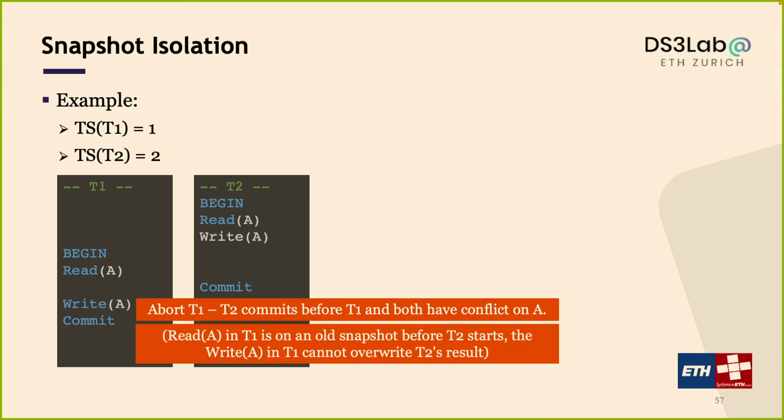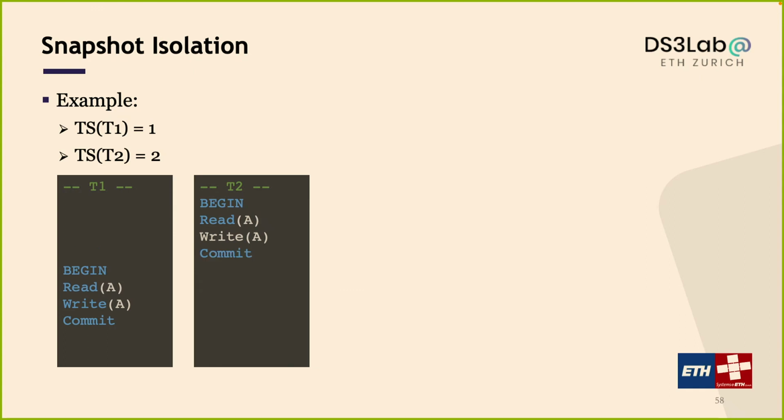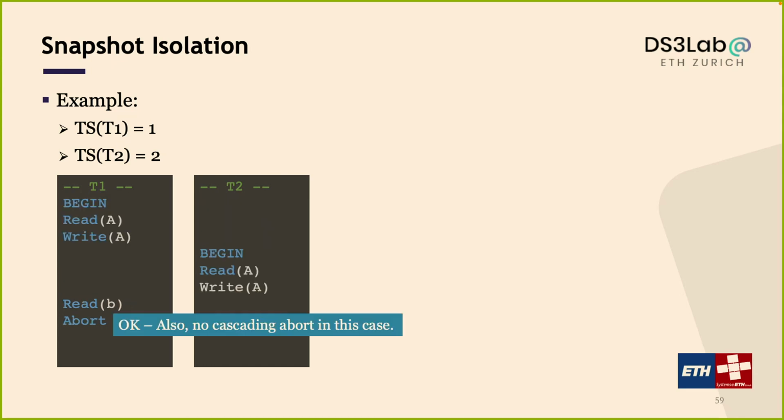Okay? So this case is fine. If T2 commits, then T1 begins, right? And T1 commit is going to be fine. Okay? There are a whole bunch of interesting cases that you can look at when you go back home.